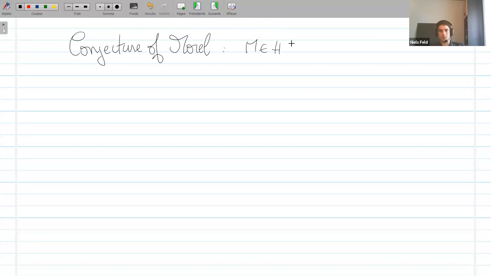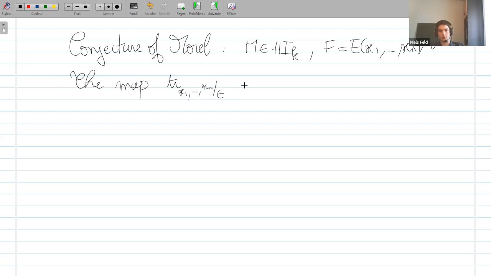So again, M is a homotopy sheaf, and you consider a finite extension. Like this. So the map, which should depend on a choice of geometric system x1, xr. Well, we conjecture that it does not depend on the choice of x1, xr.